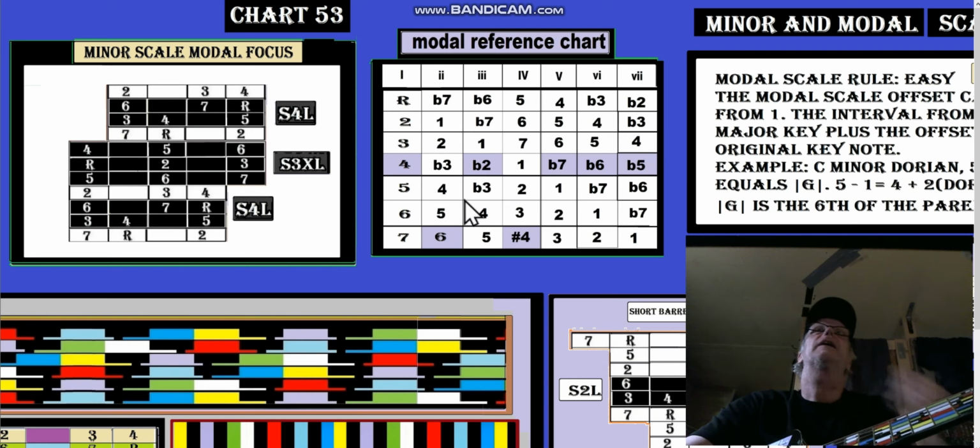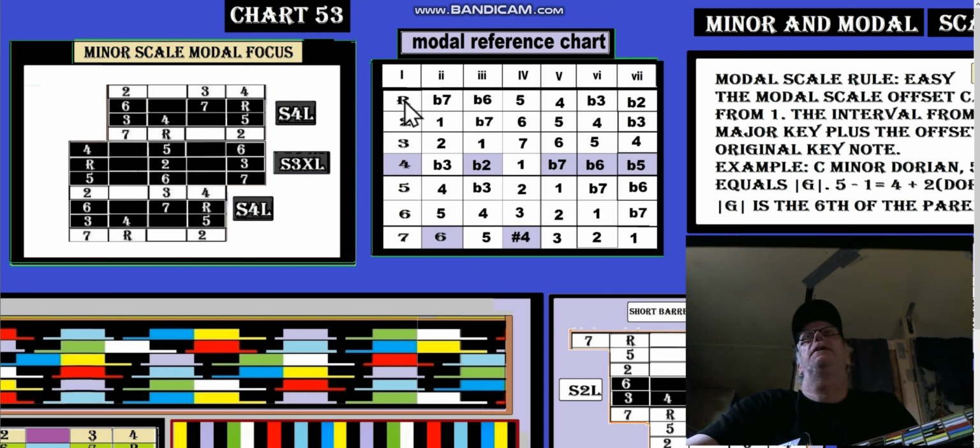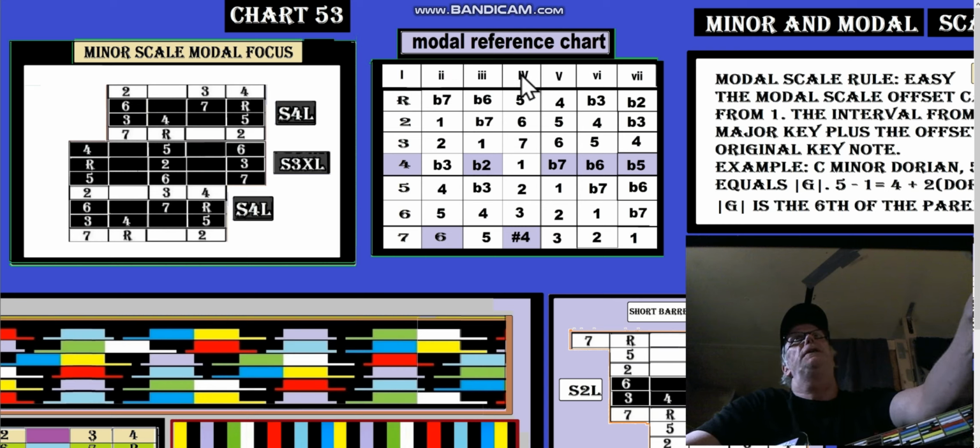This going vertically is the root parent, the parent key. Root 2, 3, 4, 5, 6, 7. These are the modes as you go up the parent key. So in C it'd be Ionian, Dorian, Phrygian minor, both minors, Lydian 4th, Mixolydian 5th, the dominant.